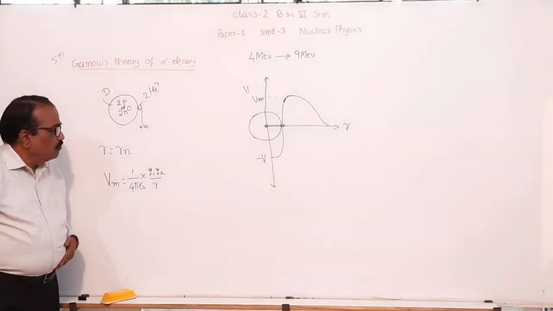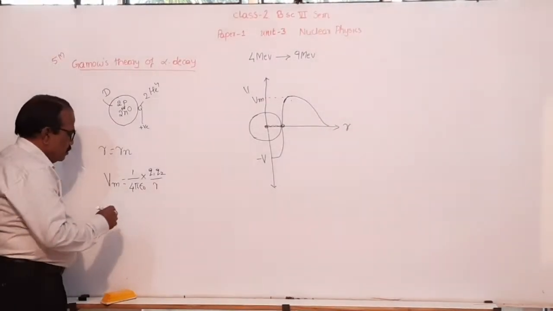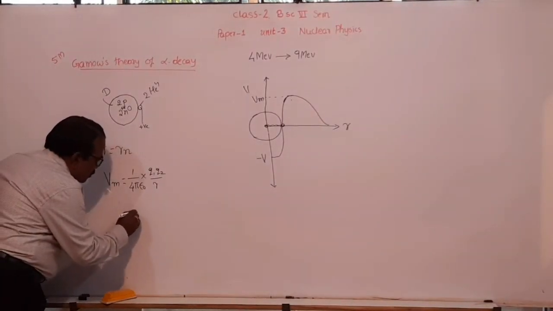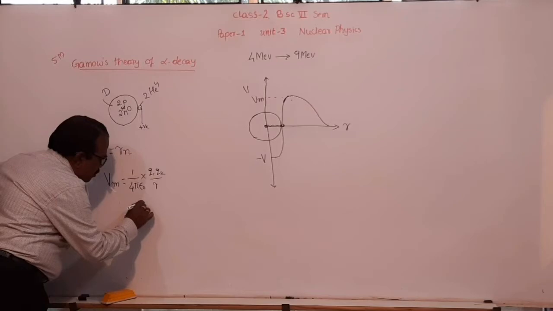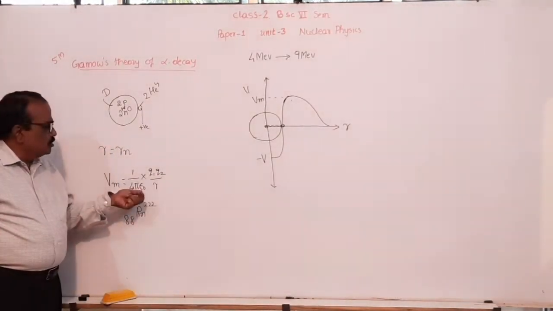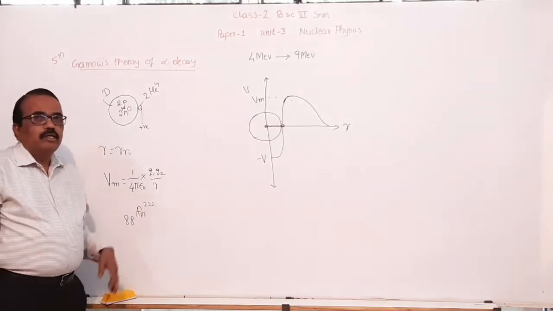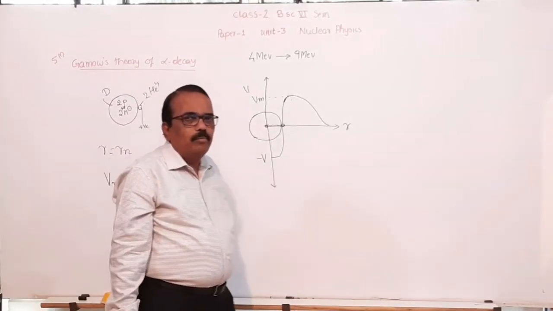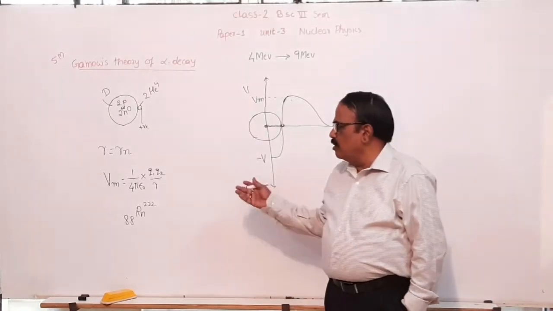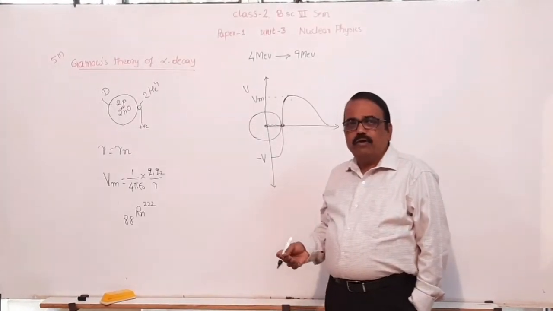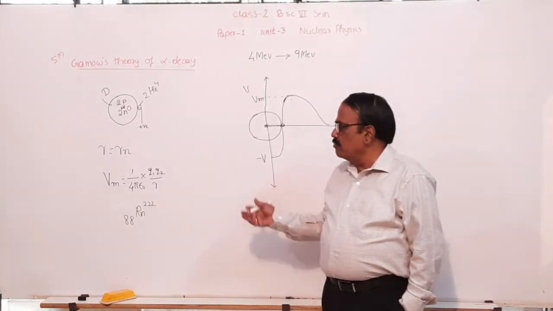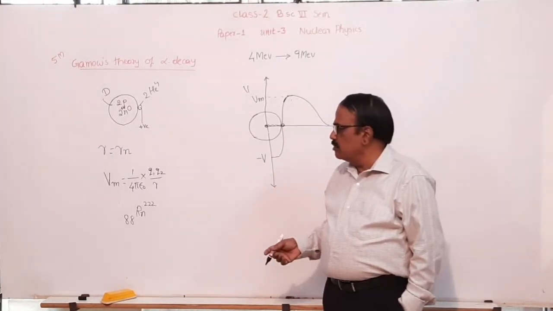Then, if you consider for an example 88 Rn 222. Now, before that, what is epsilon naught? That epsilon naught, you know that it is the permittivity of free space. So the value of epsilon naught is 8.854 into 10 raised to minus 12. That we have studied in electrostatics.